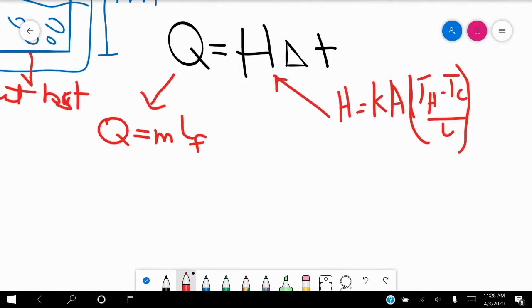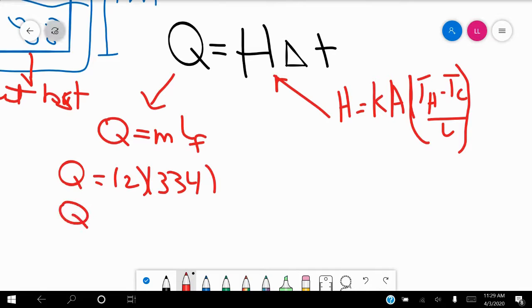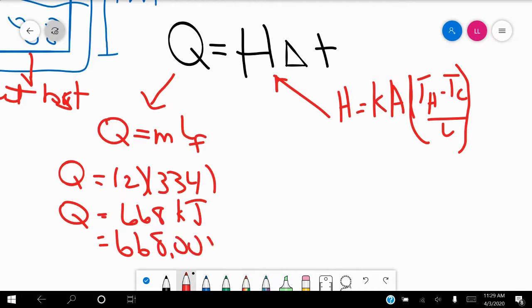So first let's figure out how much heat will be added to the ice. We have Q equals, and they tell us that there are 2 kilograms of ice, and that the latent heat of fusion of ice is 334. So that tells us that essentially the ice is going to absorb 668 kilojoules, which we need to convert to joules, because in the H equation, it's in joules.